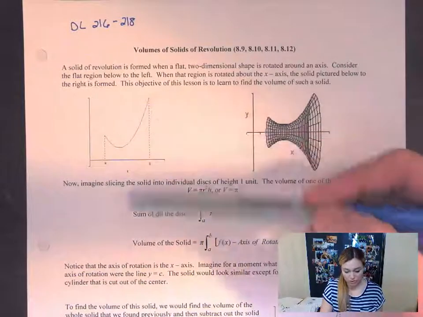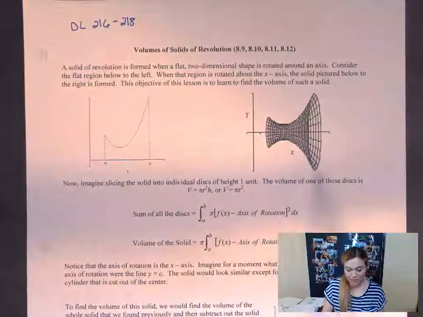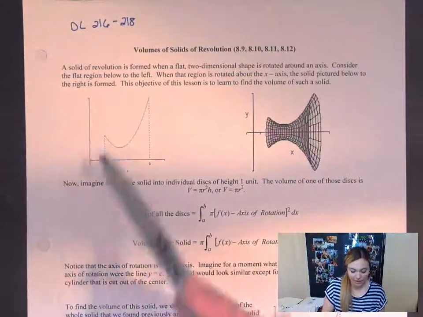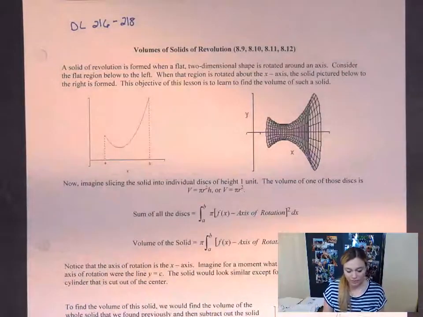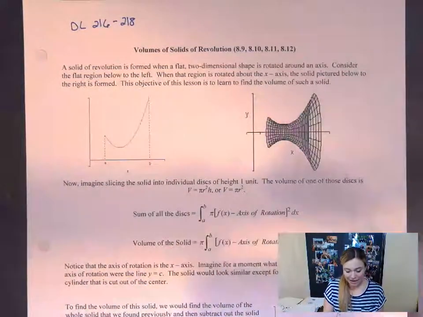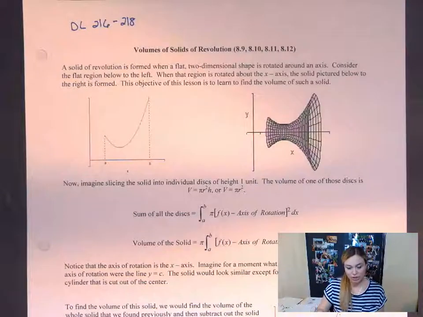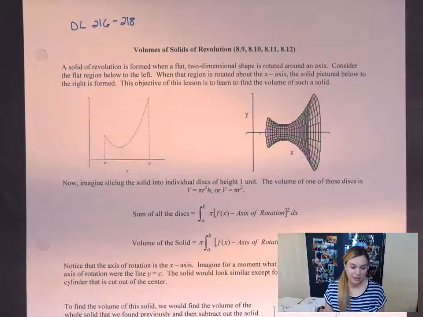So you would rotate around this axis, and then you would make a shape that looks kind of like that if you had a function that looked kind of like this to start with. So you take the area, but that area is going to be turning into volume as you revolve it around the x-axis or around some axis.